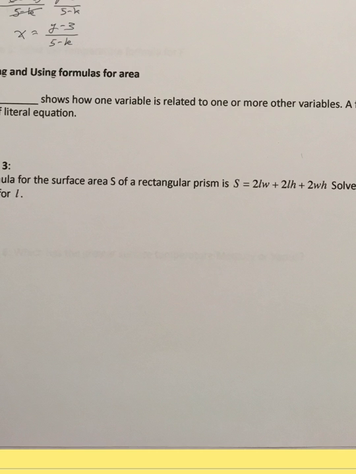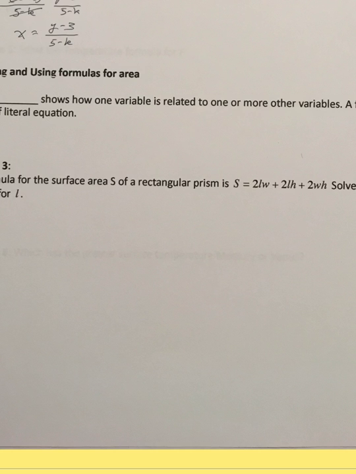So let's look at example 3. Instead of just a whole bunch of x's and y's and things like that, it says this is a formula for the surface area of a rectangular prism. A rectangular prism is anything that looks like a box. Basically, that's a rectangular prism, a box. So it doesn't even matter what it does. What this thing is asking us to do, though, is to solve for L.